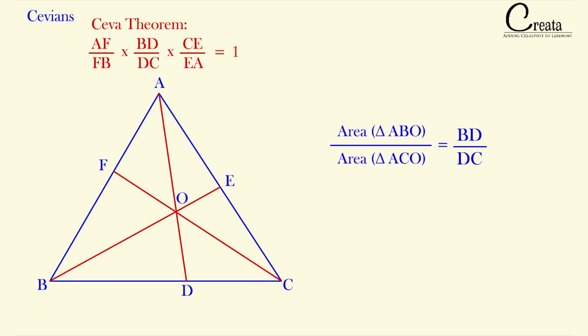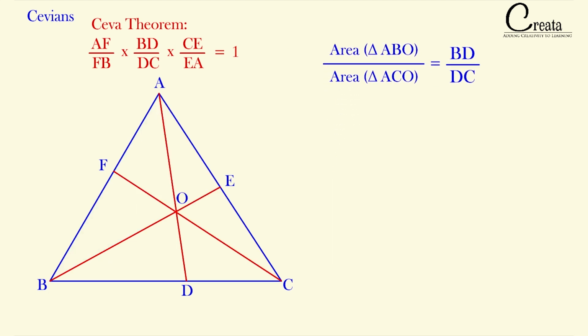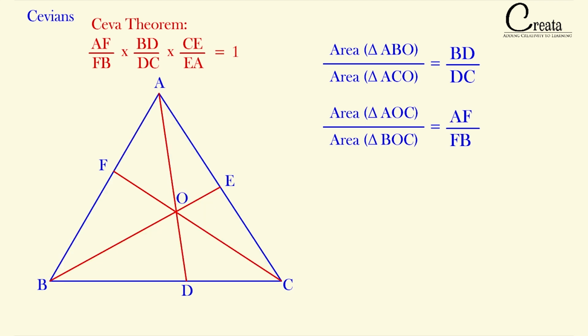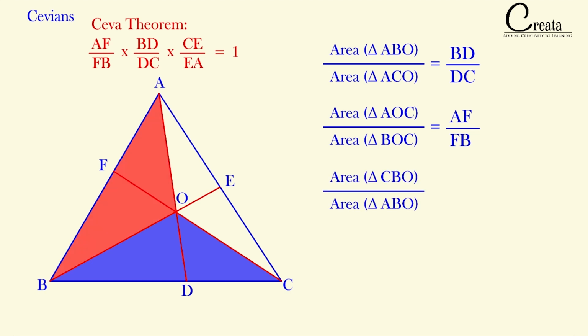Moving further, similarly, we can say area of triangle AOC upon area of triangle BOC is equal to AF upon FB. Further, we can also say area of triangle CBO upon area of triangle ABO is equal to CE upon EA. The same fundamental we have used.